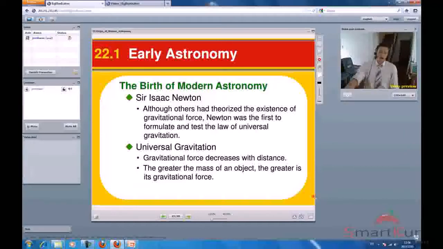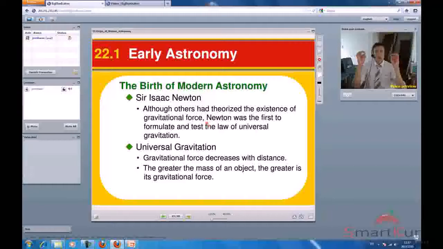And then the apple falls and it hits him on the head, and he says, oh, the apple fell because of gravity. And then he realizes, oh, the same force that pulls the apple to the Earth is the force that holds the moon in orbit around the Earth and the Earth in orbit around the sun. So Isaac Newton was the one that put gravity into the picture. Here we see on slide 19, although others had theorized the existence of a gravitational force, Newton was the first to formulate and test the law of universal gravitation.